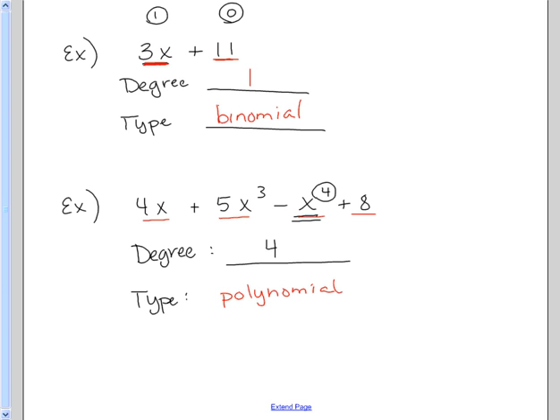Okay, we will have one more section on 3.3 that will finish up this section.